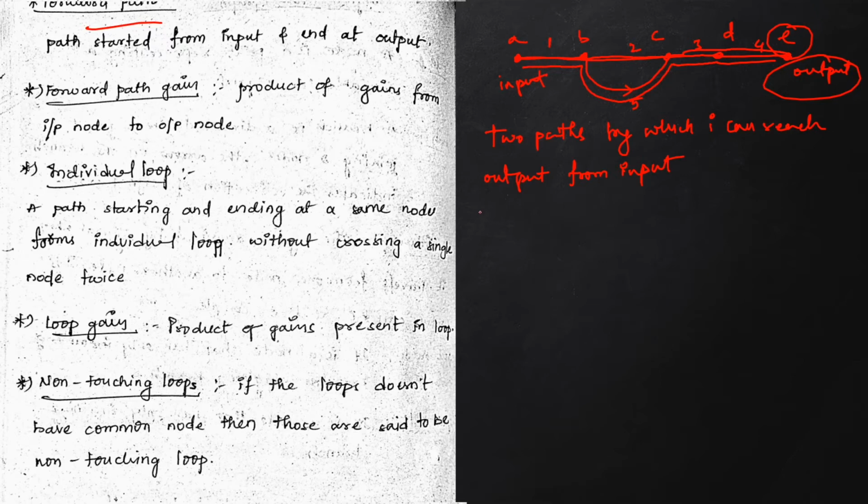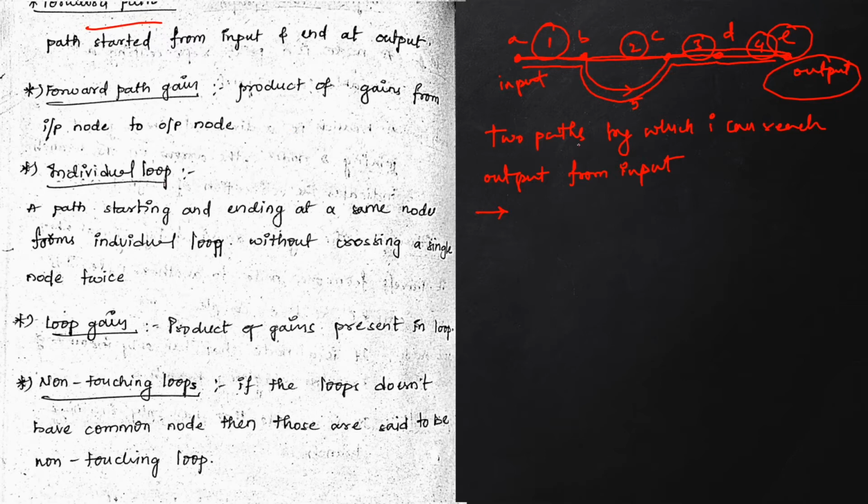I mean, the number of possibilities by which a path can reach from the input node to the output node is called a forward path, and it should not touch any node more than once. It can only touch one time. Forward path gain: whatever gains we come across while moving along this particular forward path, that will be the forward path gain.